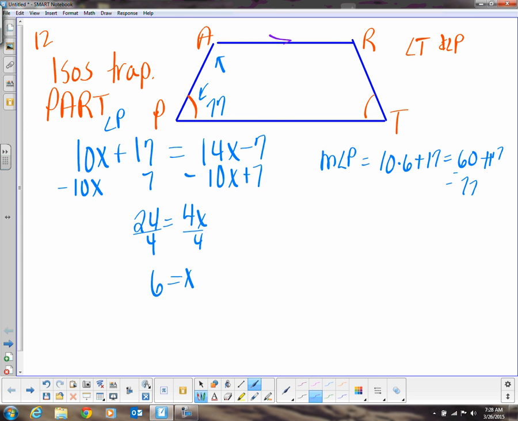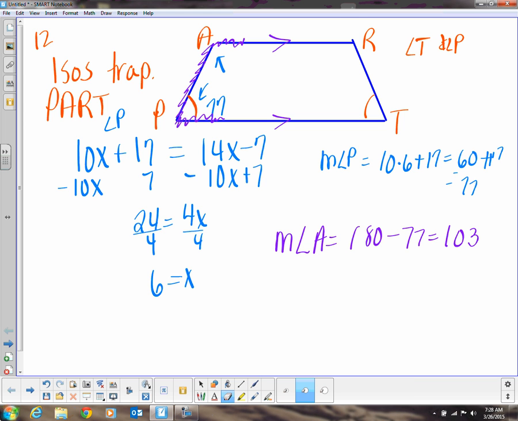These are parallel sides. If I were to trace this, this would be what letter? A C. Therefore, they are same side interior supplementary. So measure of angle A is going to be 180 minus 77. I believe it's 103. Okay, next question.